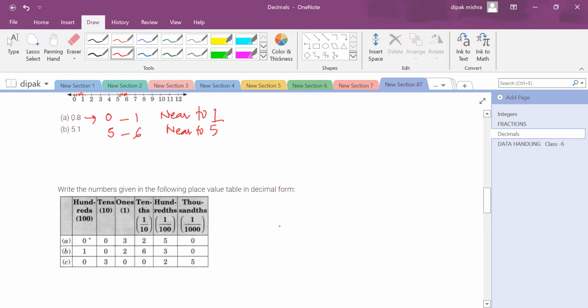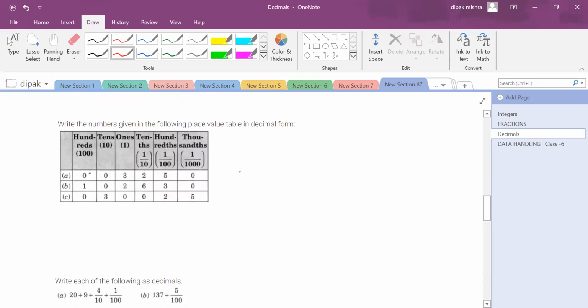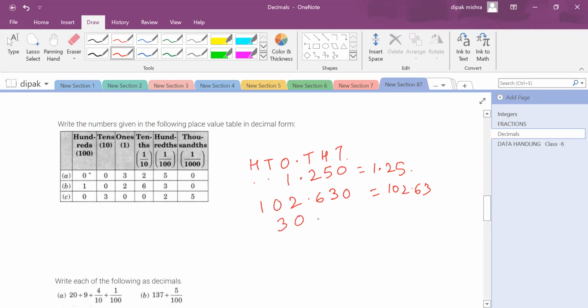Write the numbers given in the following place value in decimal form. How will you write this number? It will be hundreds, tens, ones, tenths, hundredths, thousandths. So hundreds is 0, tens is 0, ones is 1, tenths is 2, hundredths is 5, and thousandths is 0. So we can write the first number as 1.25. Similarly, for the second number, hundreds is 1, tens is 0, ones is 2, tenths is 6, hundredths is 3, and thousandths is 0. So the number is 102.63. In the third question, hundreds is 0, tens is 3, ones is 0, tenths is 0, hundredths is 2, and thousandths is 5. So the answer is 30.025.